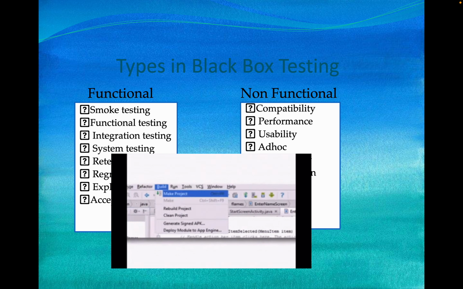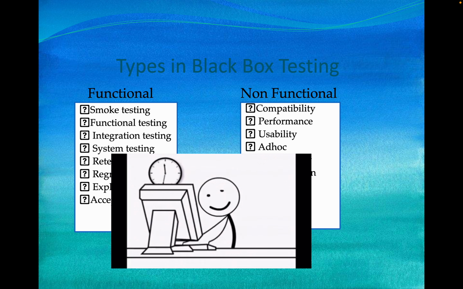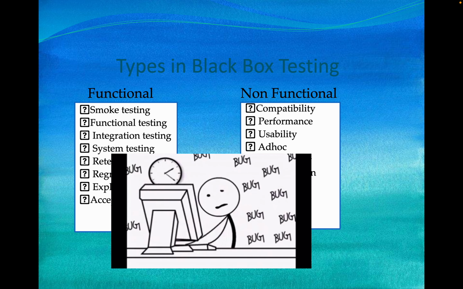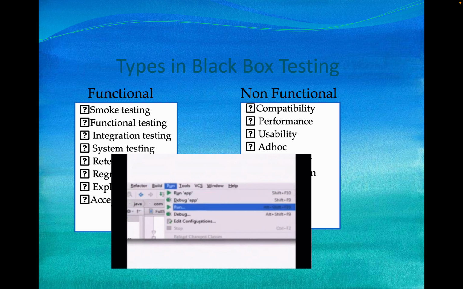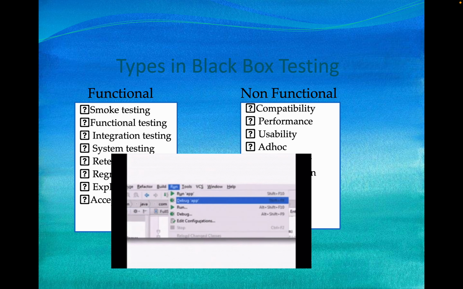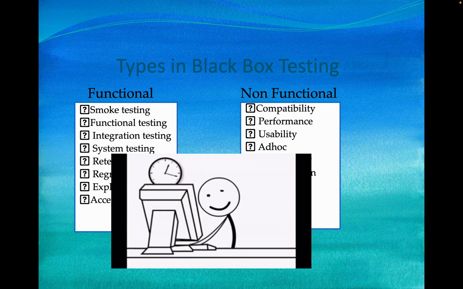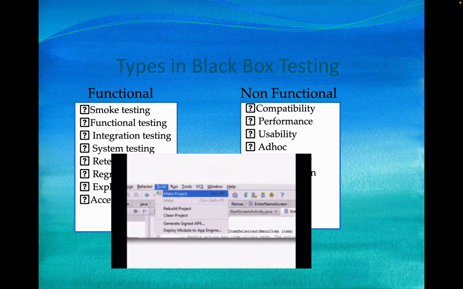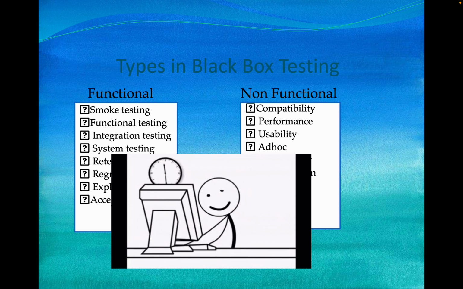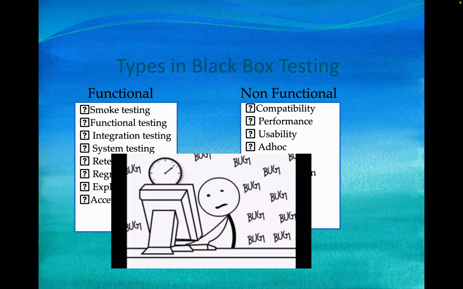Then comes exploratory testing, and we can perform the acceptance testing. User acceptance testing and installation testing come after the exploratory testing in functional black box testing. When it comes to non-functional black box testing, we'll go for compatibility testing, and performance is also non-functional. We'll check for compatibility, performance, usability, ad hoc, accessibility, globalization, recovery, aesthetic, and security type of testing.